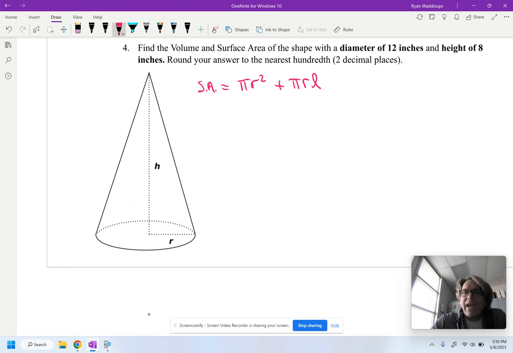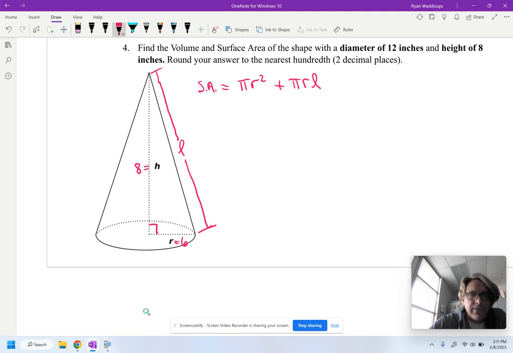And so the height, it says the height is 8 inches. So this is 8 inches. And the diameter is 12 inches. That means that if the diameter is 12 inches, the radius is 6 inches. And the height and the radius are perpendicular to each other, which means that this is a right triangle. And we need to know what L is. L is the slant height of the cone.